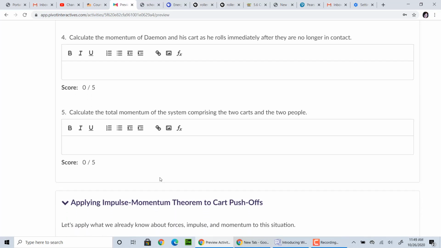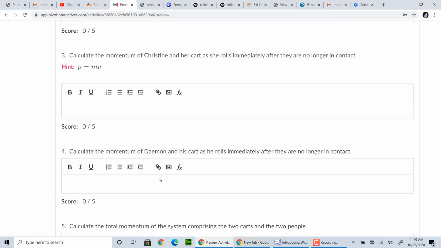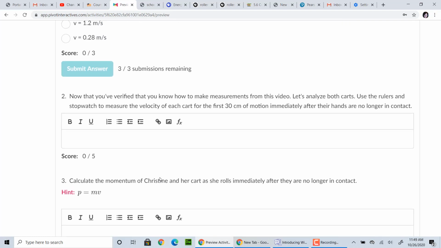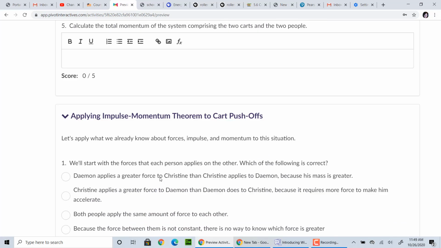And then make sure you show your units. Velocity should be meters per second. Mass should be in kilograms. Momentum should be kilograms meters per second. And that's basically this lab.